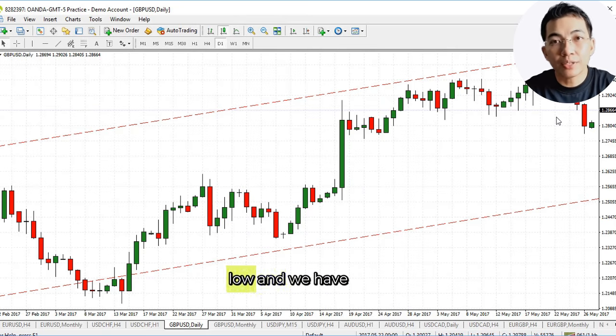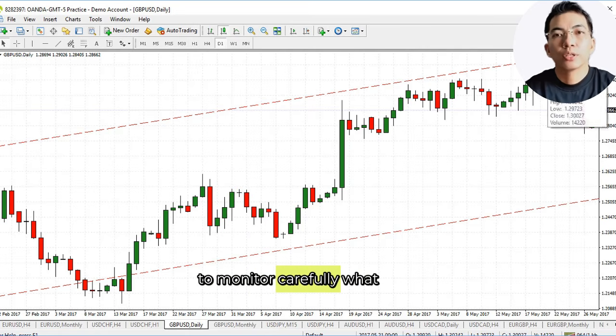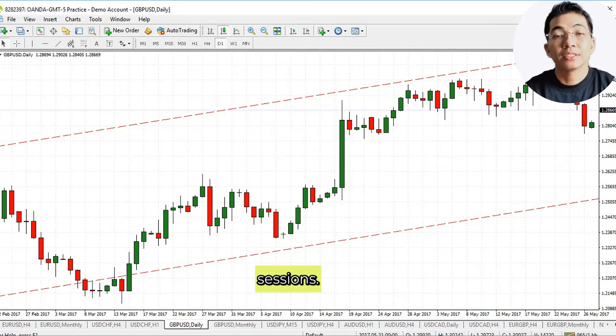Then there's a gap low, and we have a very rare pattern that we have also studied during the course. That is the Harami pattern. I'm not going to consider this pattern, but at least I can say that with this gap low, I want to monitor carefully what happens in the next sessions.